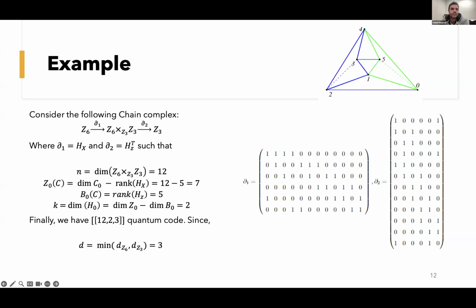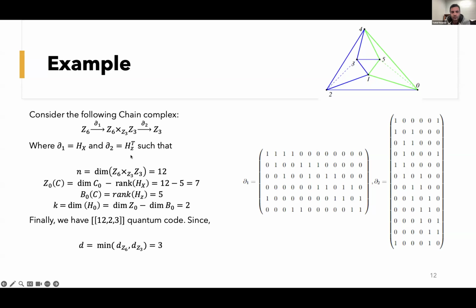Here is an example of this construction. We consider two Cayley graphs, Z6 and Z3. And here we constructed the balanced product between Z6 and Z3 over Z3. Using this balanced product, we have this graph for this construction. That is, we define delta 1 and delta 2 as here. As I mentioned before, delta 1 is HX and delta 2 is HZ transpose.